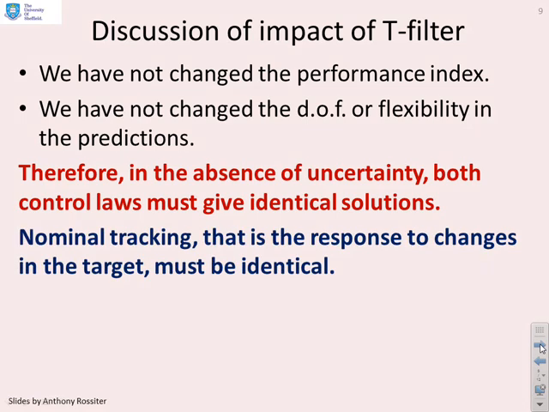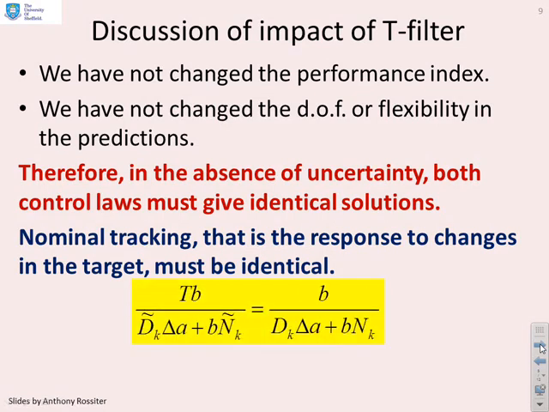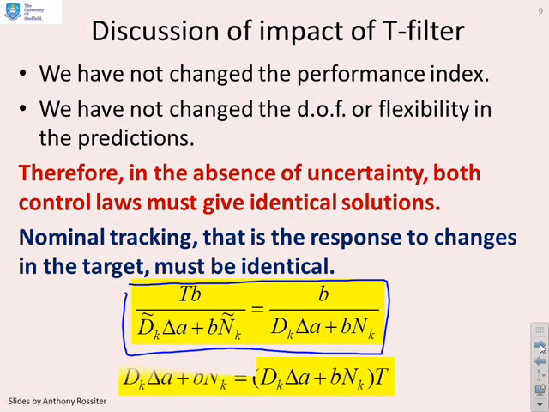So nominal tracking, which is response to changes in target, must be identical, and therefore you get this: TB over dk tilde delta A plus B nk tilde must be the same as B over dk delta A plus B nk. And what does that tell you? It tells you this, that dk tilde delta A plus B nk tilde must be the same as dk delta A plus B nk, all times T. Very simple relationship between the coefficients of the compensator with the T filter and the coefficients of the compensator without a T filter.